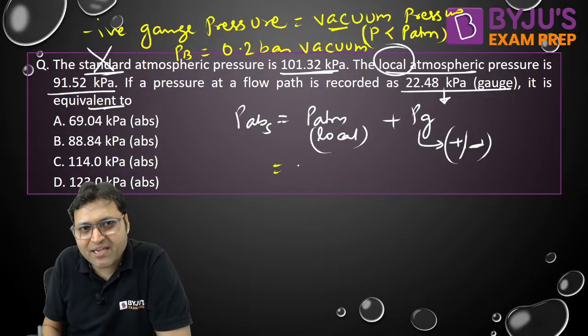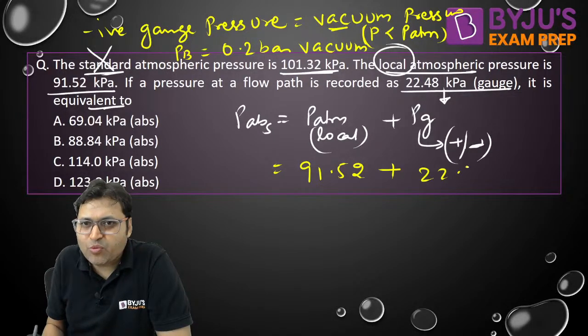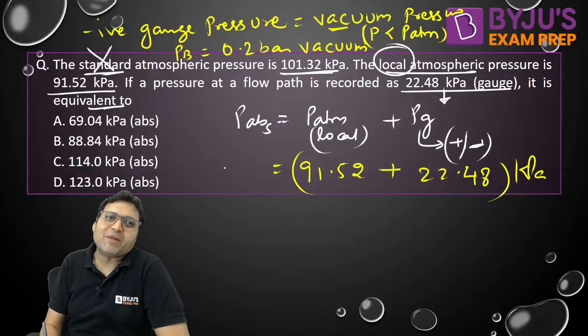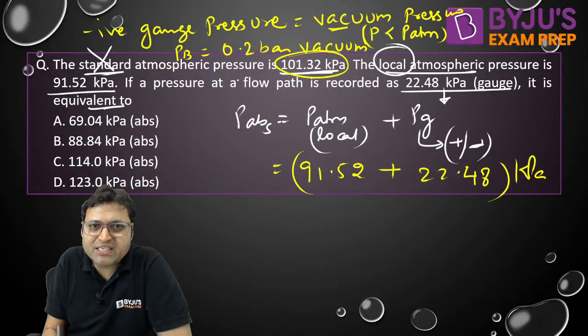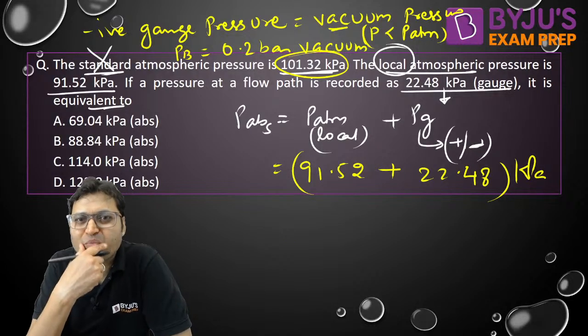So absolute pressure will be 91.52 plus 22.48 kilopascal. You should not use this 101.32.